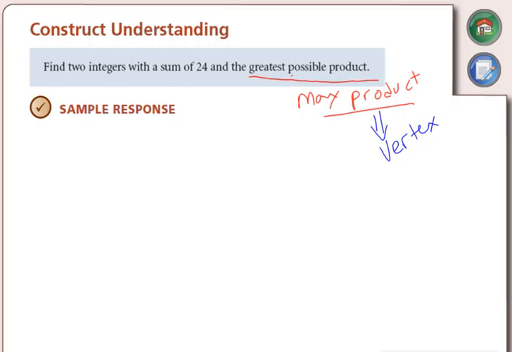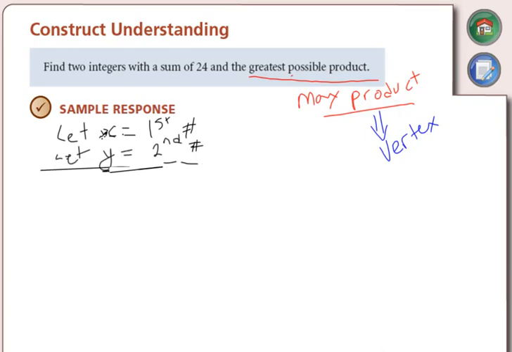Okay, so remember there's two different ways of finding the vertex. We could either complete the square, or we could find the two x-intercepts and go halfway in between. So let's check it out. We always want to define variables. We're going to use x and y just for the fun of it. So let's let x equal the first number, and let's let y equal the second number. Always make sure that you define your variables.